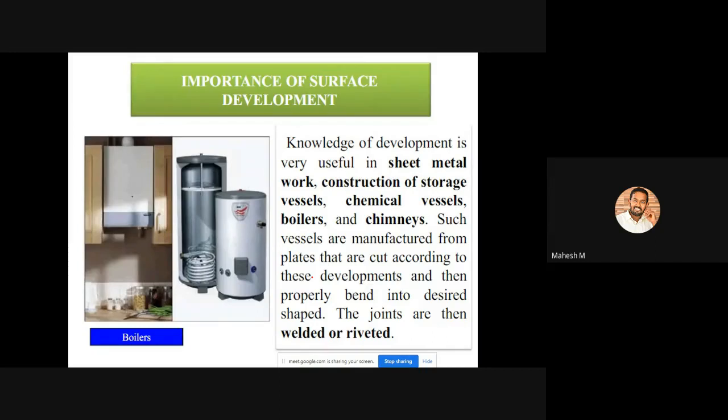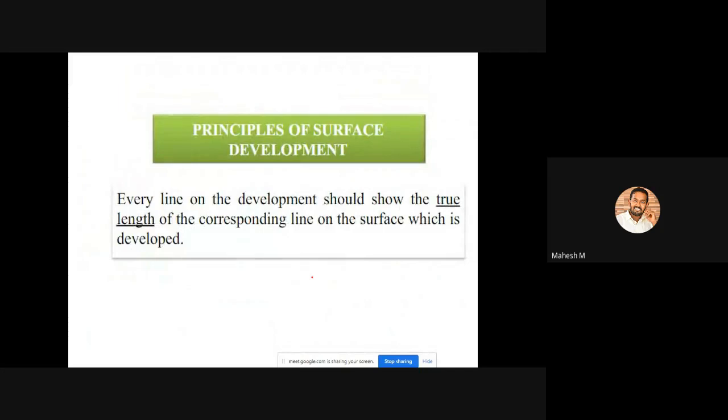Particularly your water heater is made up of sheet metal, a thick sheet metal. Normally the shape of your water heater will look like a cylinder. Okay, so in the category of development, if we fold a rectangular sheet, you will be getting a cylinder. Okay, so similar to that, we are going to discuss each and every solid.